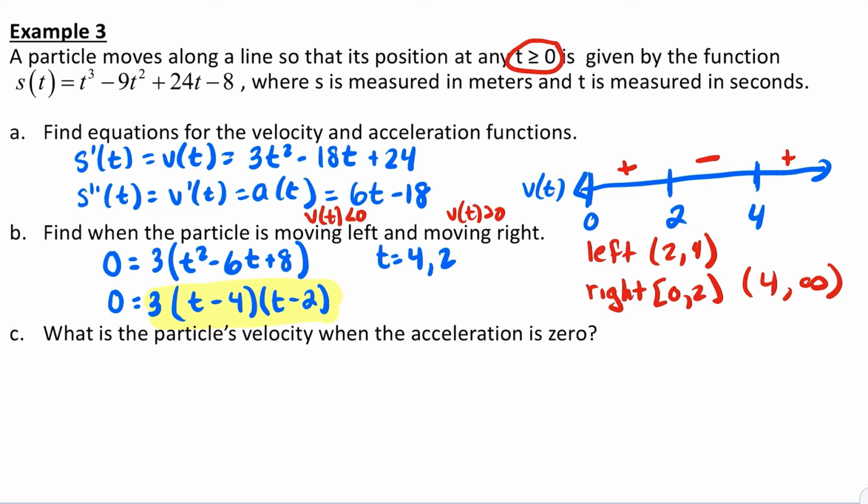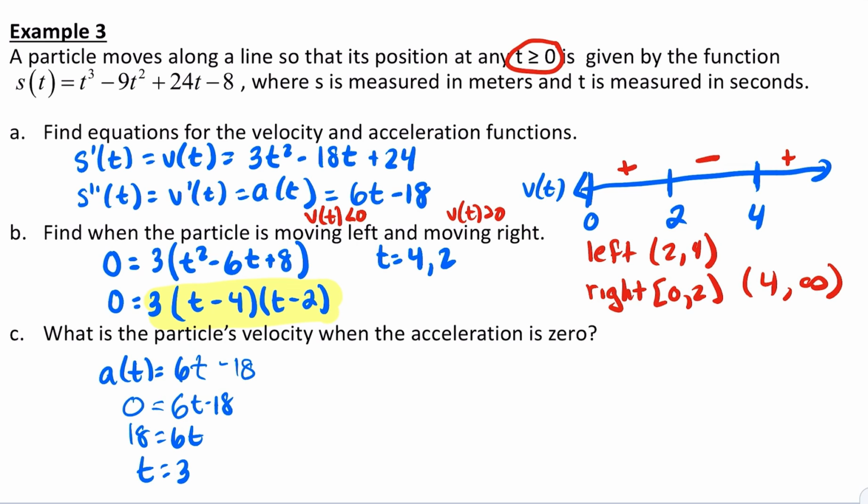And then what is the particle's velocity when the acceleration is 0? Okay, so I need to set my acceleration function, which we have, 6t minus 18, equal to 0. Okay, so t equals 3.